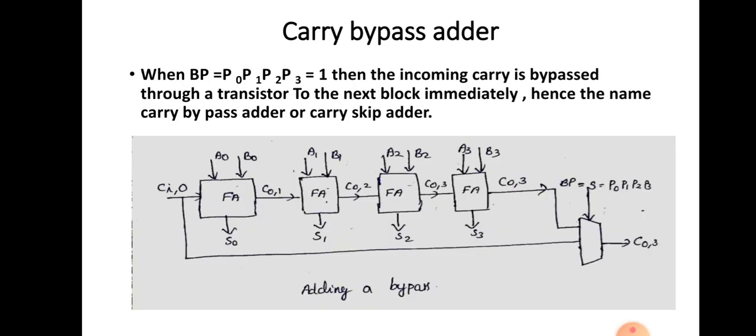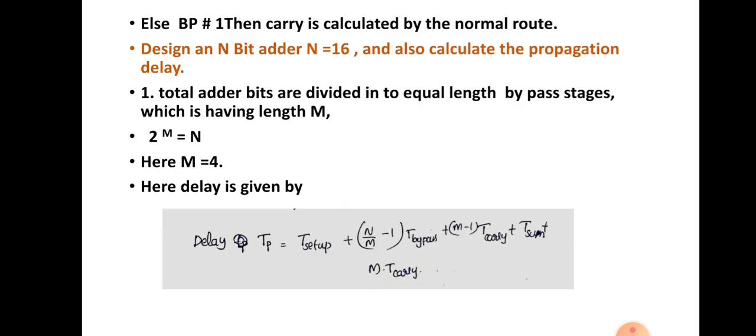Now if there are n bits, what will we do? Suppose for that we are reducing the number of bits, that means we are reducing it like this. So there is a procedure for calculating or designing the n bit adder. You are asked to calculate the propagation delay in the case of n equal to 16.